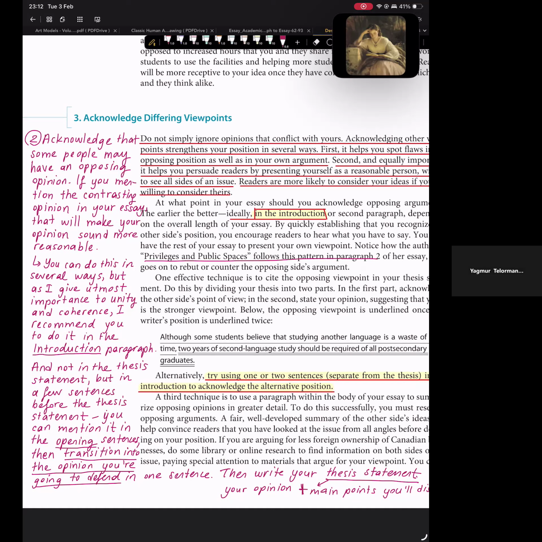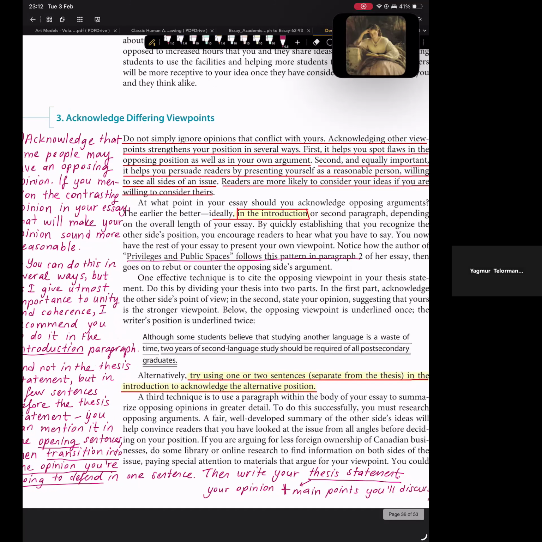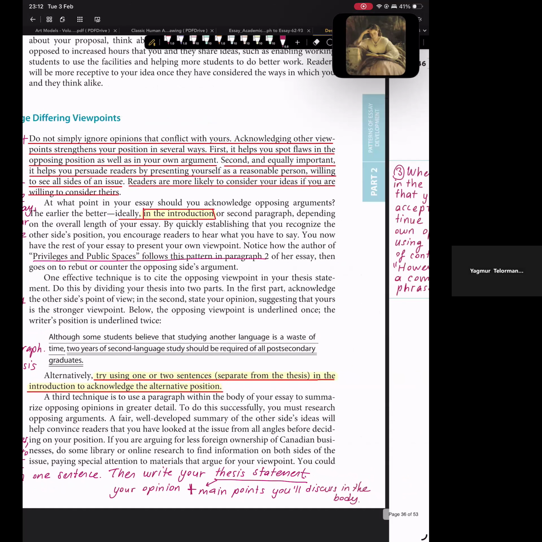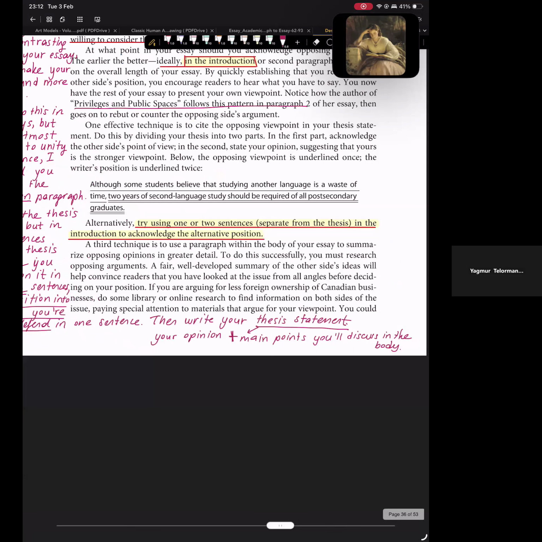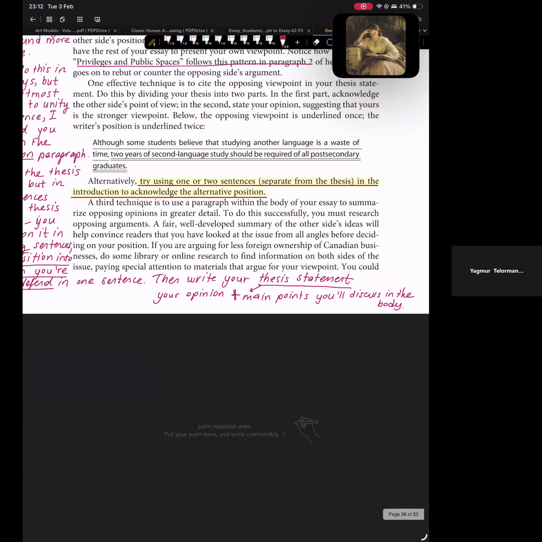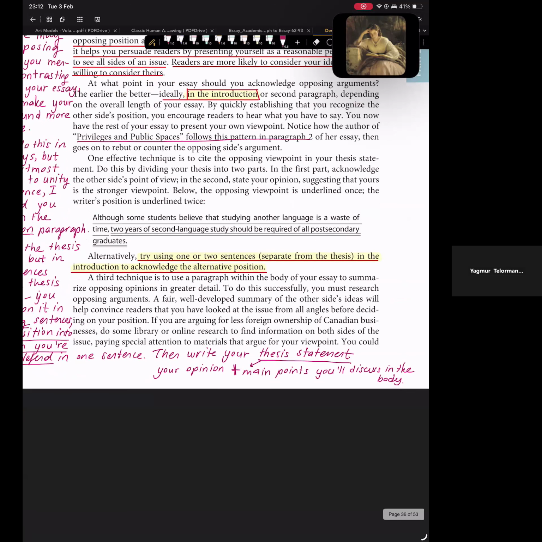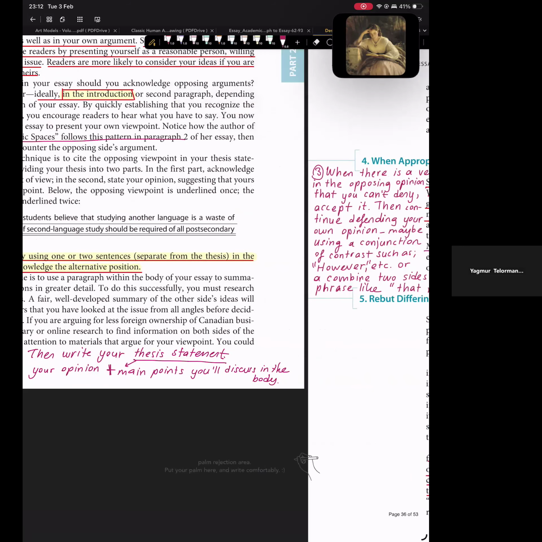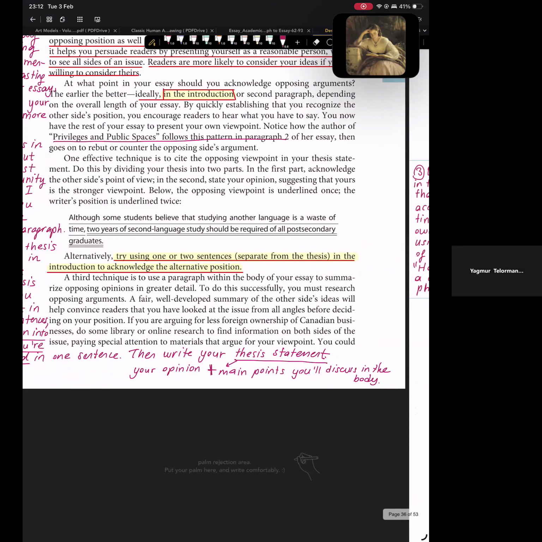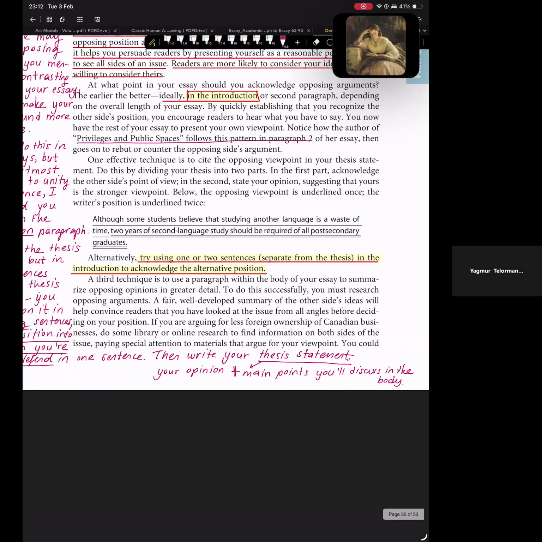One sentence might not be enough because you need to introduce that opinion as well. And then transition into the opinion you are going to defend in one sentence, and then write your thesis statement, which should include your opinion and the main points that you'll discuss in the body part. It is important that in the thesis statement you clearly state your standpoint, all right? The opinion that you are going to defend.